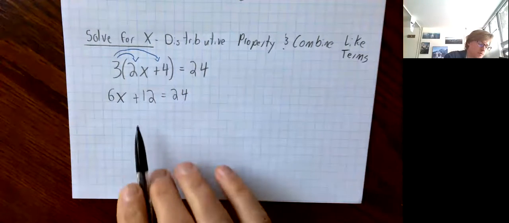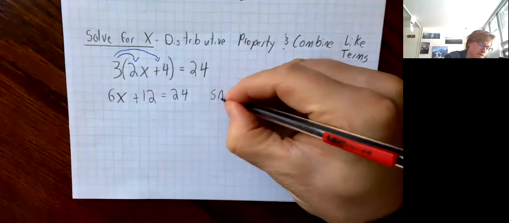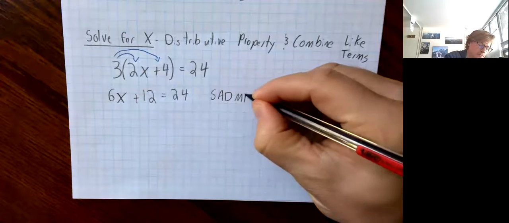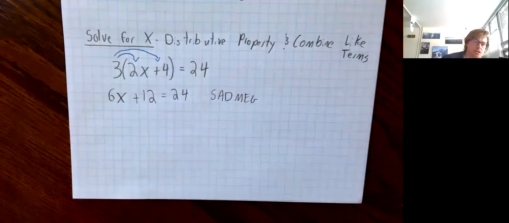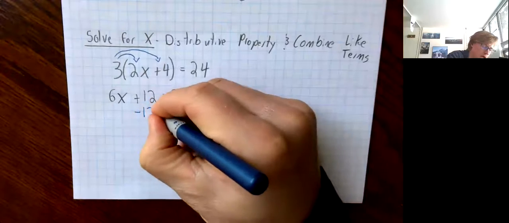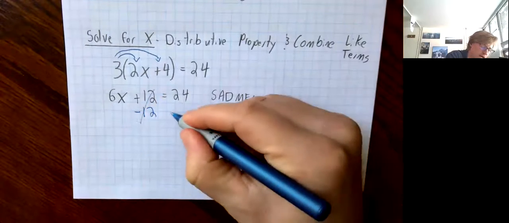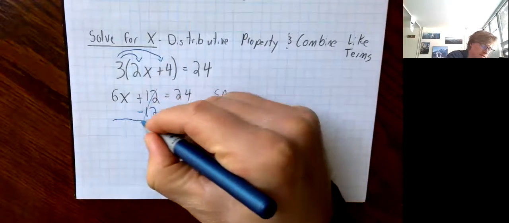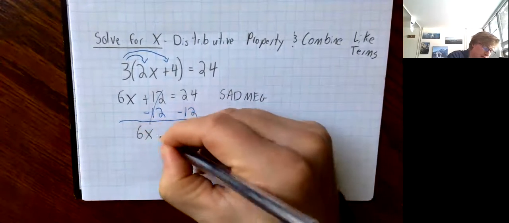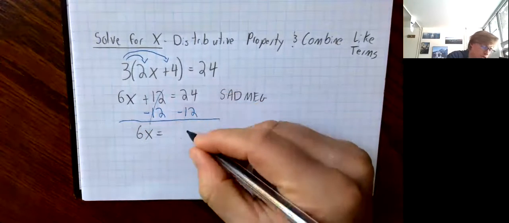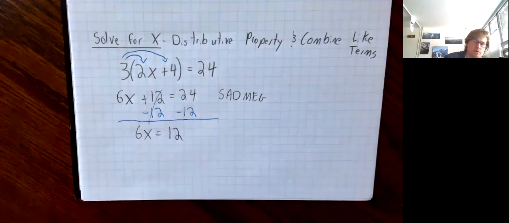At this point, I am ready to utilize SAD-MEG, which tells me I need to do subtraction and adding first. So I'm going to take away that 12. So that drops out. Take away 12 on the right side. I'm left with 6x equals 24 minus 12 is 12.